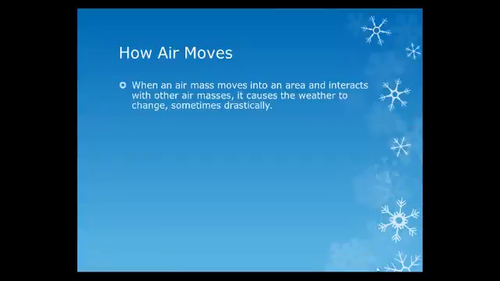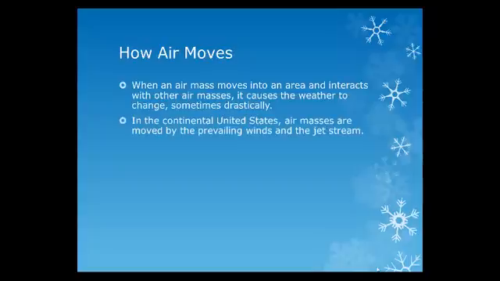How air moves. Air masses move into new locations. As they move into new locations, they interact with the air masses that were previously in that location. This causes changes in weather. Sometimes those changes in weather can be drastic. There are two major things that affect the movement of air masses in the continental United States. They are the prevailing winds and the jet stream.